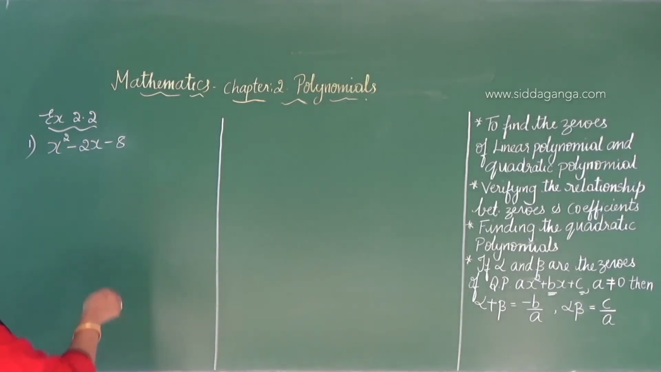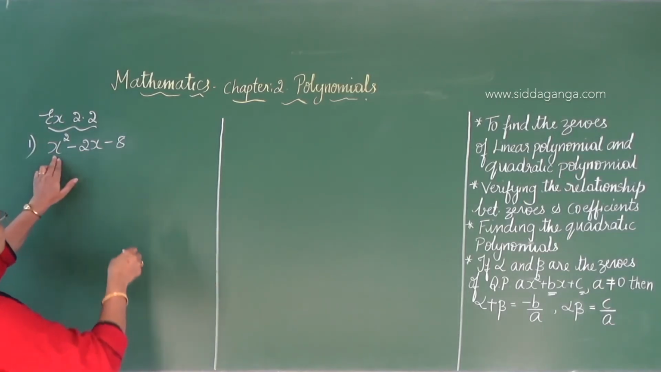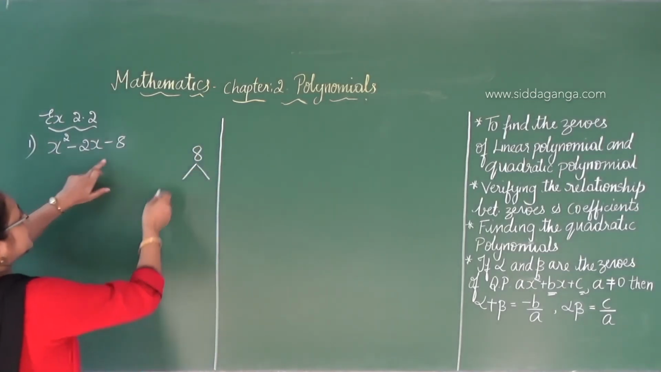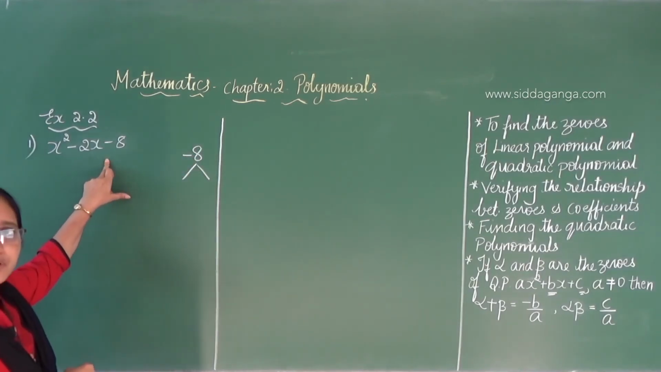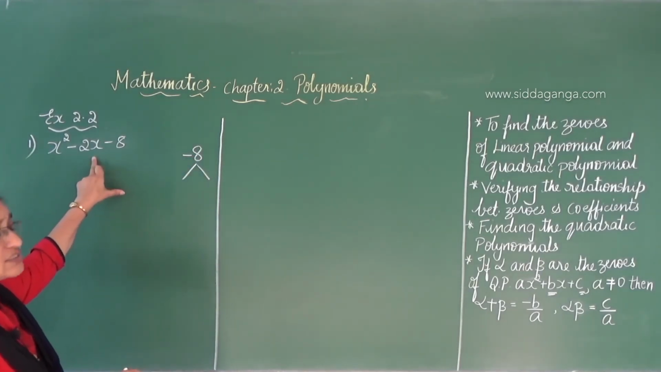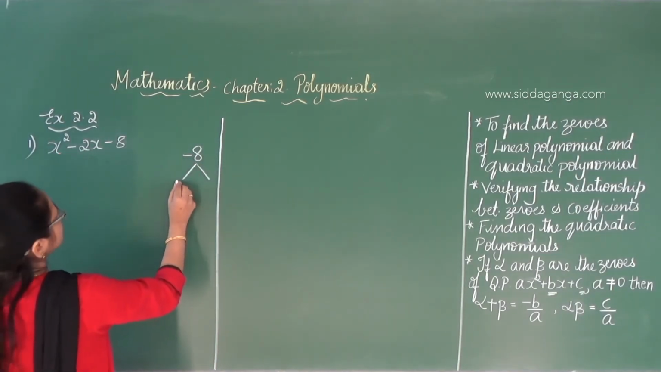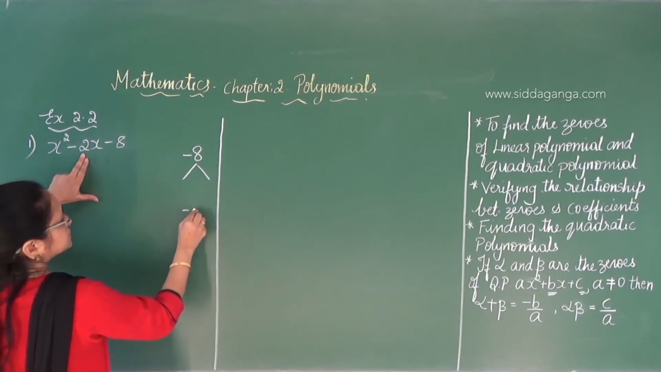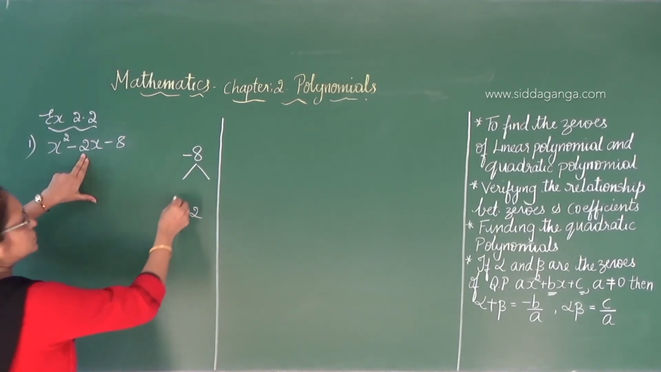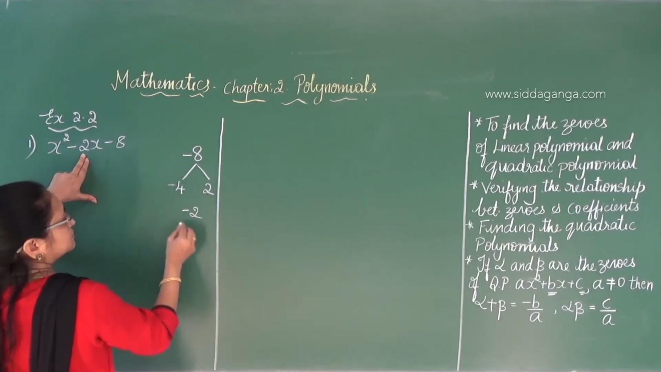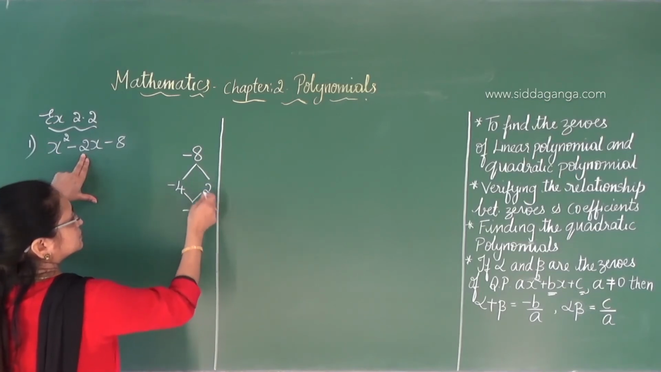I told you, you have to factorize this by using the splitting the middle term method. So here you have 8, and we need minus 8. I hope you all can recall the factorization which you learnt in the lower classes. So minus 8, here what can we do? We need to get minus 2. So 4 twos are 8.